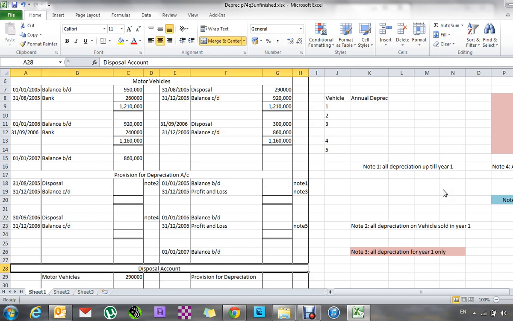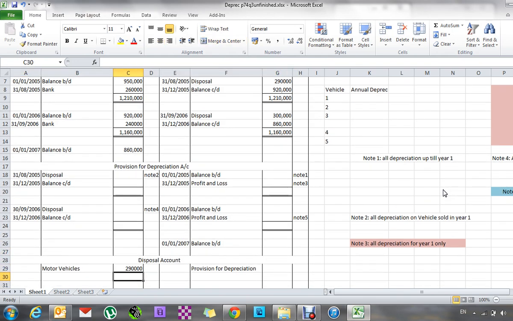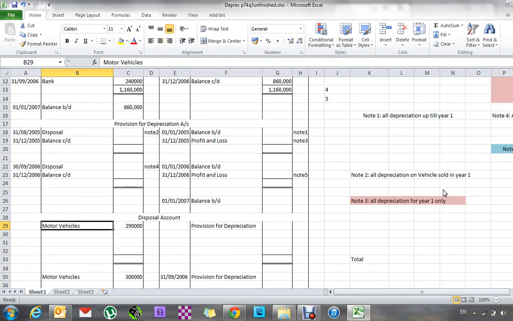Okay, and the motor vehicle disposal account. So, first we have the date that it happened, so that's the 30th of the 8th, 05. The provision will be the 30th of the 8th, 05. And then there's the date, 31st of the 9th, 06, and 30th of the 9th, 06.